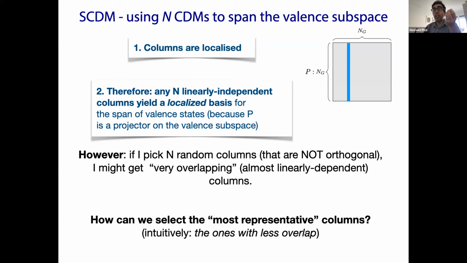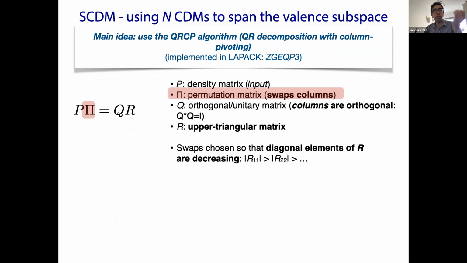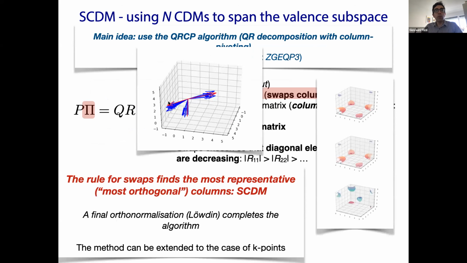And the nice thing is there is a linear algebra criterion which does this. It's called QRCP. It's a QR decomposition with permutation, which will find the n most orthogonal columns. I won't describe the method. It's a linear algebra routine you find in LAPACK. But the interesting thing is just to show how it works in 3 dimensions. If you have a bunch of vectors in 3 dimensions, you want to find a basis set. So you have all this bunch of blue vectors.